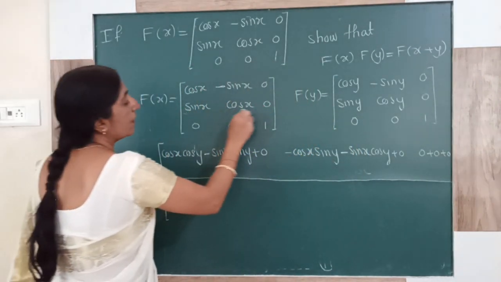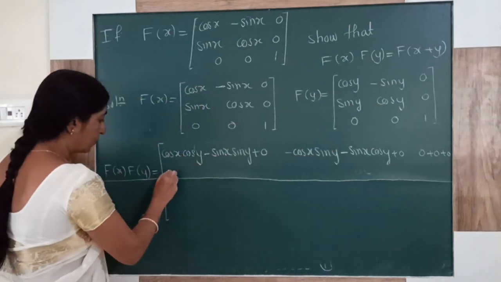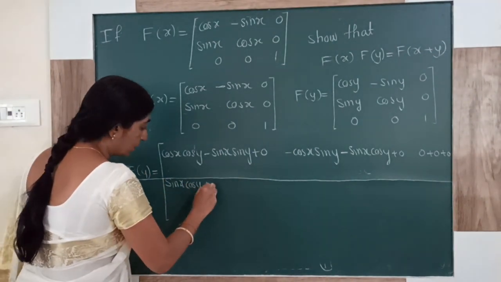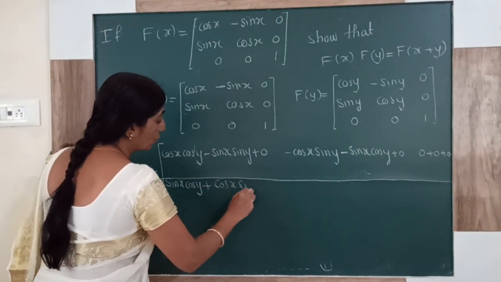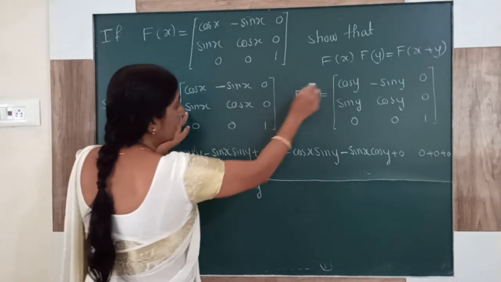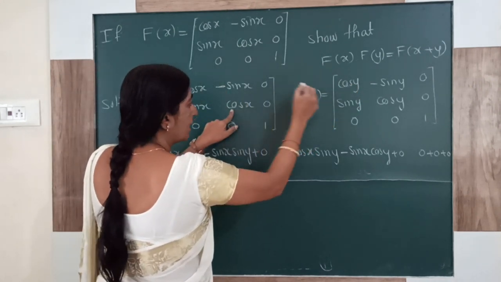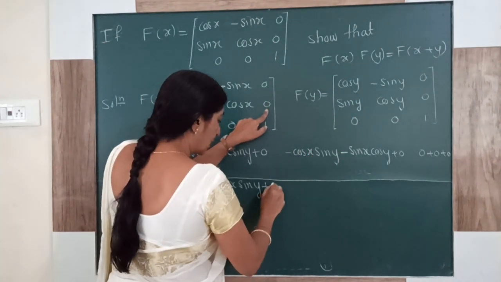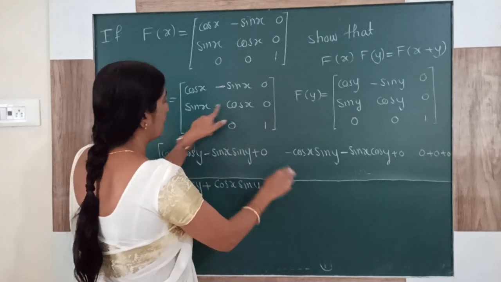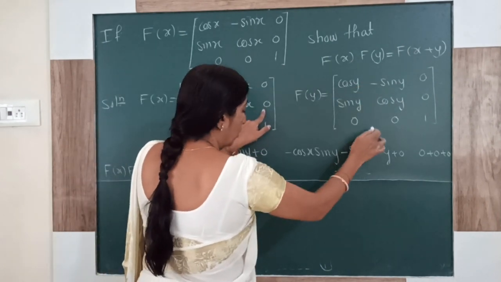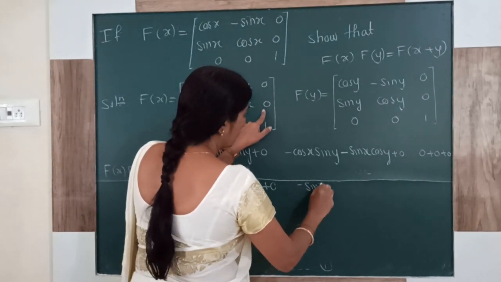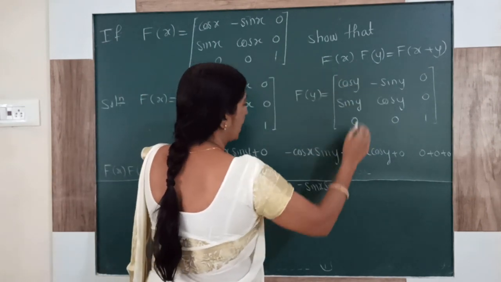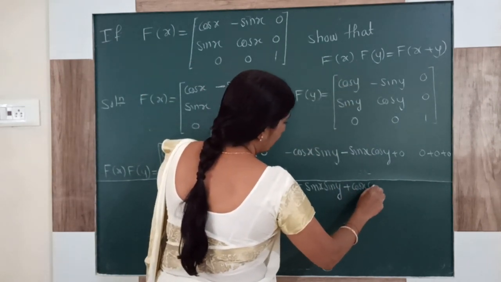Then second row with first column, corresponding elements: sin x into cos y, in the middle plus cos x into sin y. First element into first element plus second element into second element plus third element into third element. Observe it carefully. Now leave some place. Second row with second column, corresponding elements: sin x into minus sin y plus cos x into cos y.